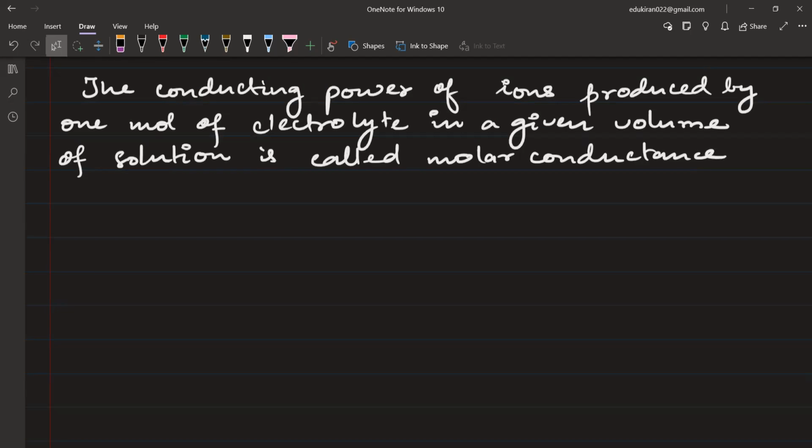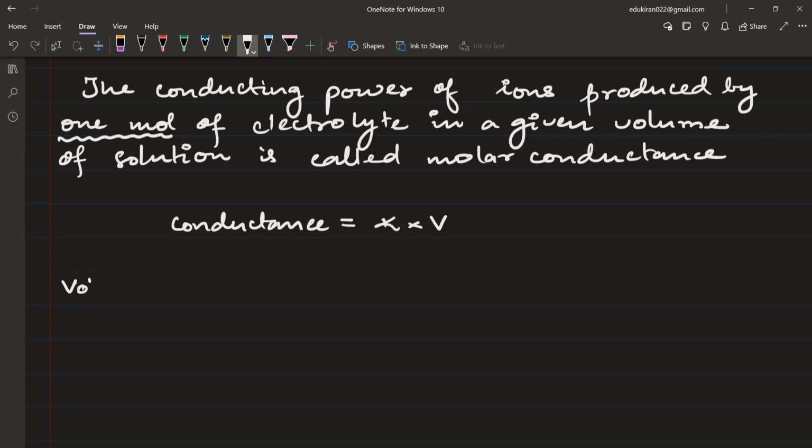That means the conductive power of ions produced by 1 mole of electrolyte. Okay. So we know that conductance is equal to kappa into the entire volume. Now we want to get what is the volume that is taken up by 1 mole of electrolyte?